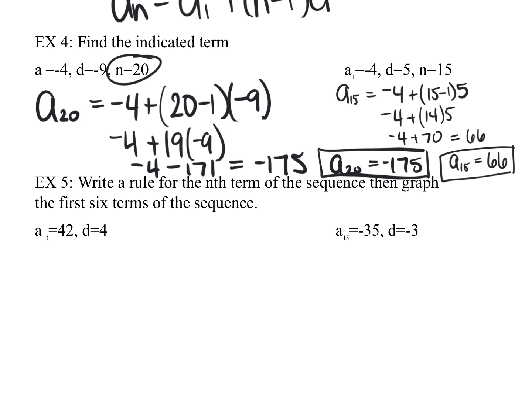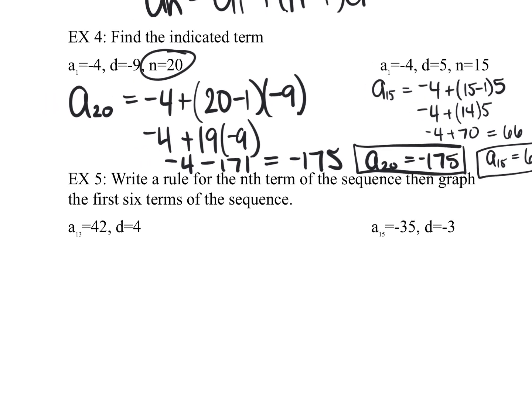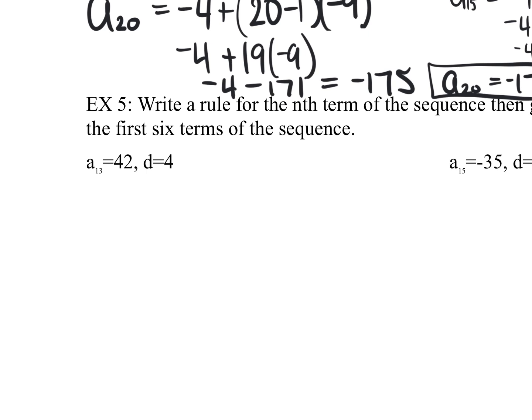Write the rule for the nth term of the sequence, then graph the first 6 terms of the sequence. It tells us that A13 is 42 and D is 4. Okay. So I know D. When it tells me that A13 is 42, it's telling me that AN is 42 and N will be 13. So I can plug that information in, and what's the one thing I don't know? I know D. A1 is what I don't know. And I need to know A1 and D to write the rule. So first I have to find A1.